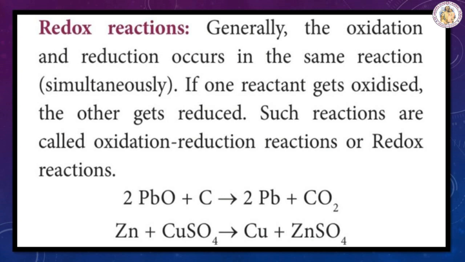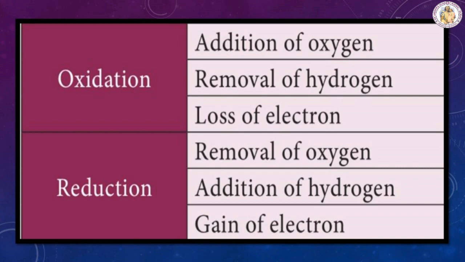In the second example, zinc is combined with copper sulfate and gives copper plus zinc sulfate. Here also addition and removal of oxygen is happening. So this is also called a redox reaction. So what is oxidation? Addition of oxygen, removal of hydrogen, loss of electrons. Reduction: removal of oxygen, addition of hydrogen, gain of electrons.